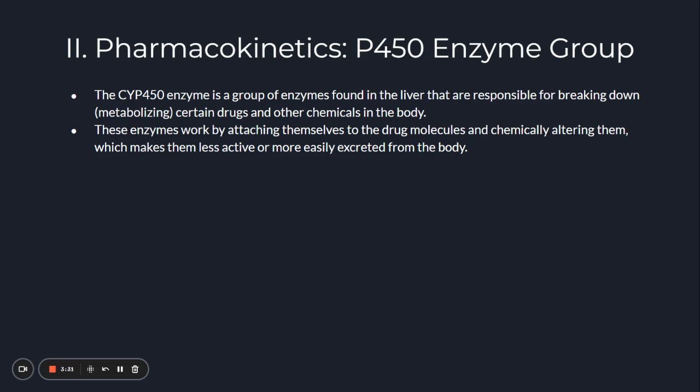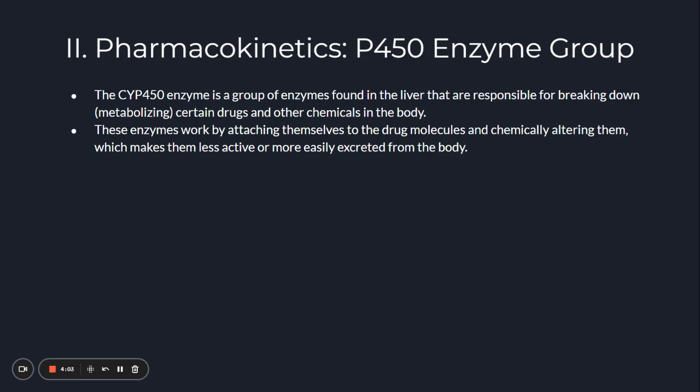Now, this is an enzyme group that you will hear and read a lot about, so it's important to have a general understanding of what it or they are. So this CYP450 enzyme is actually a group of enzymes found in the liver that are responsible for breaking down, or again, metabolizing, certain drugs and other chemicals in the body. These enzymes work by attaching themselves to the drug molecules and chemically altering them, which makes them less active or more easily excreted from the body.